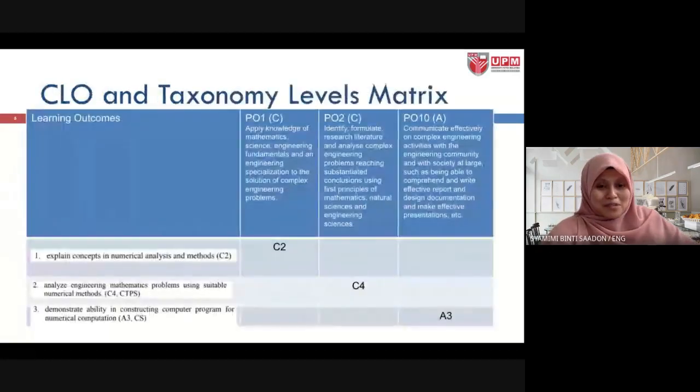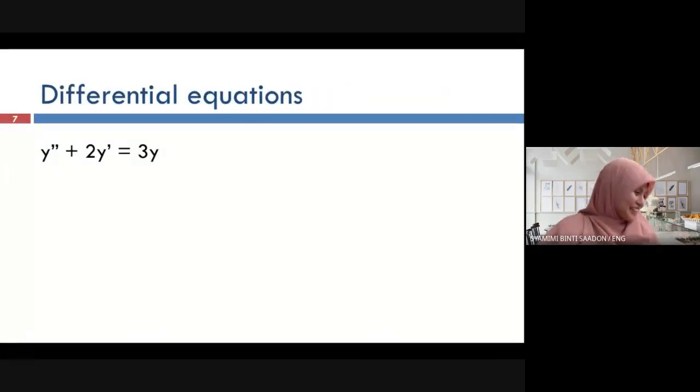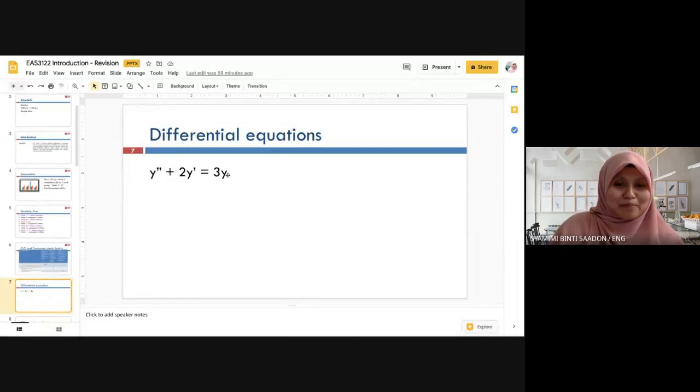Okay, so let's start. Since, as I said just now, the prerequisite for this course is engineering maths 2, for this first week we will just do some revision of the content that you have done in maths 2 last semester. First, differential equations. I want to type a bit.